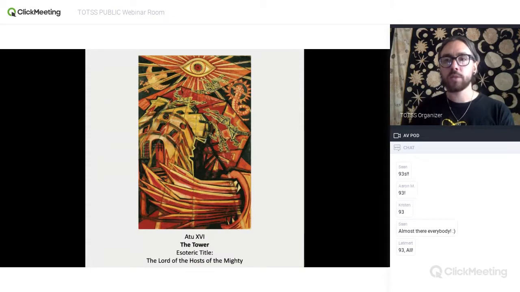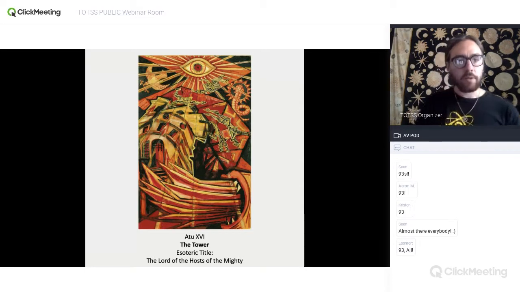All right, and then let's just spend a couple minutes here talking about the Tower Trump. So this is Atu 16, the Tower, whose esoteric title is the Lord of the Hosts of the Mighty. So yeah, really great card here.